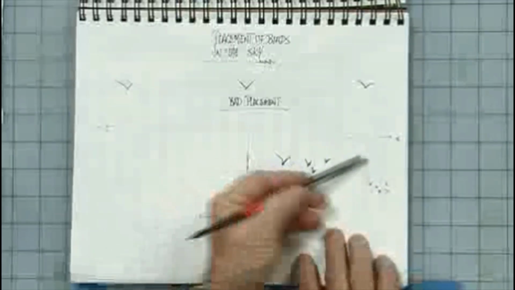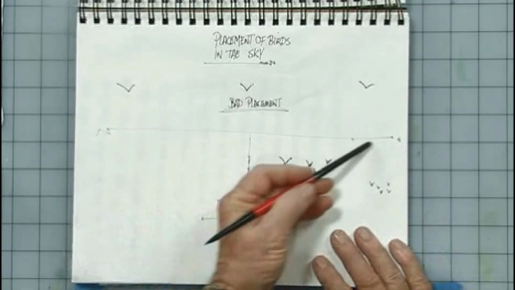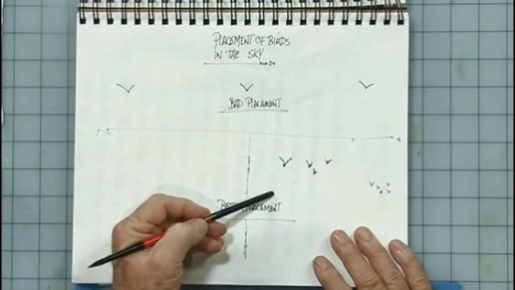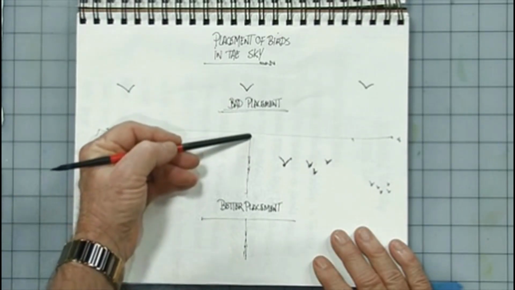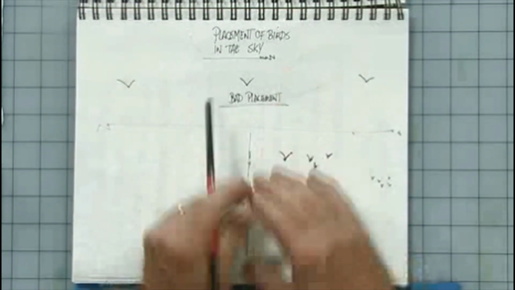Come down here to this area, and let me show you a recommended placement. Number one, try to keep it off the horizontal line. Keep it either above or below the horizontal line. Number two, keep it off the vertical. Don't put it in the center of your painting. So be very careful not to put those birds there. And occasionally I see that as well.